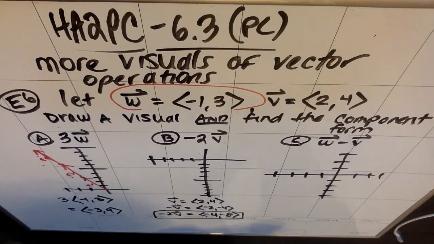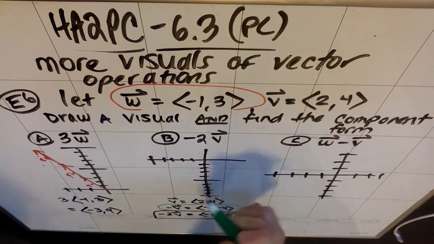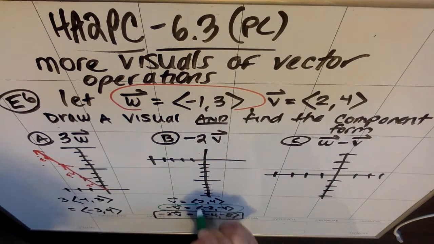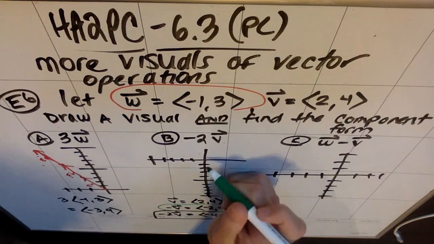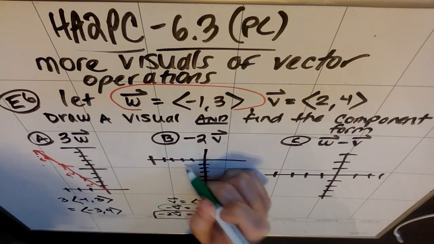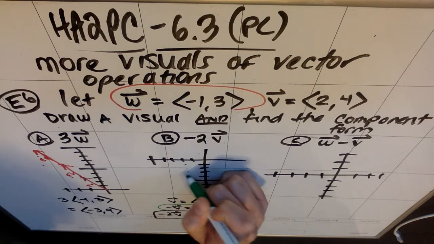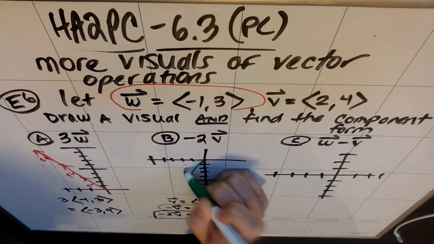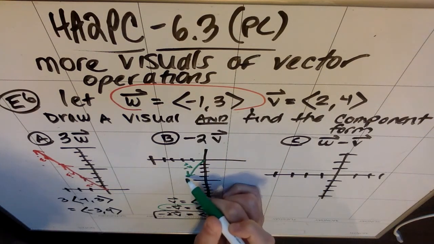But the reason that's relevant is that we're going to sketch the opposite of v twice. That's what -2v is. It means go the opposite direction of v twice. So instead of going right 2 and up 4, I'm going to go left 2 and down 4. So left 2, down 1, 2, 3, 4. That's an opposite of v. That's -v. And then I do it again.